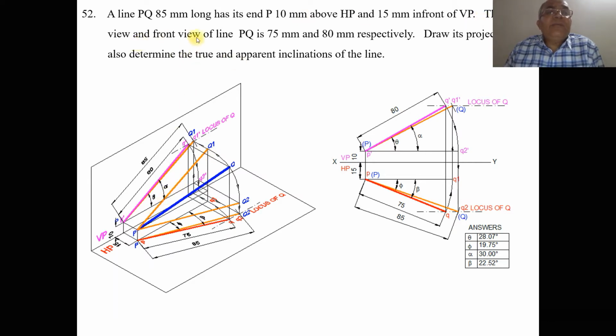That is the meaning of this: the top view and front view of the line PQ are 75 and 80. See, 75, the line PQ 85. So if this line is the true length line, which is 85, then the top view of this will be 75. So that is the meaning of this.